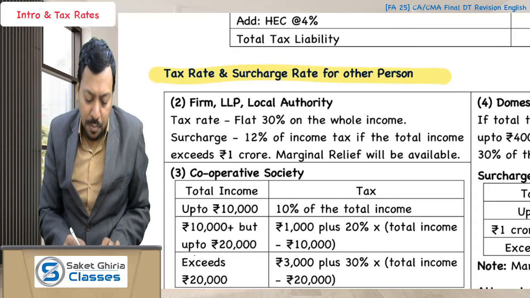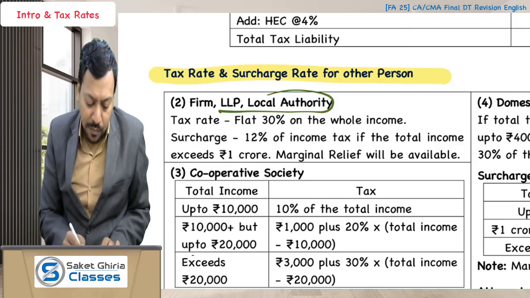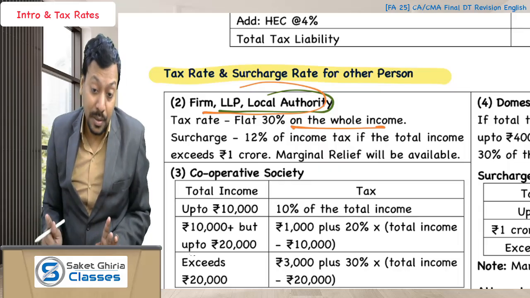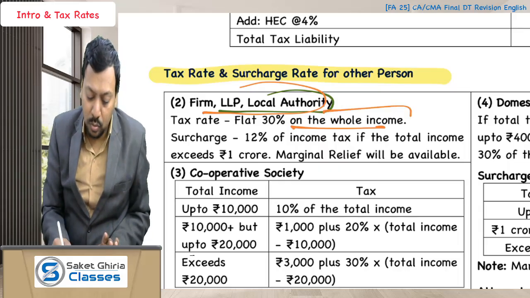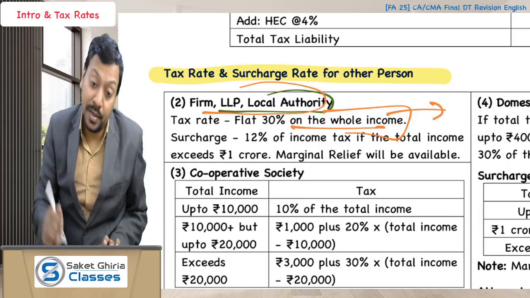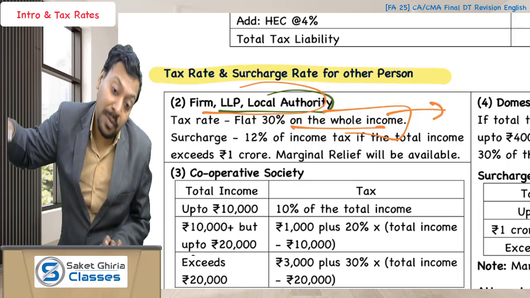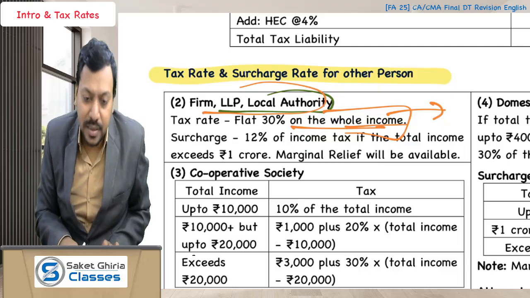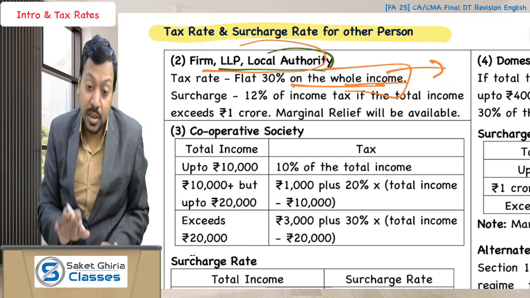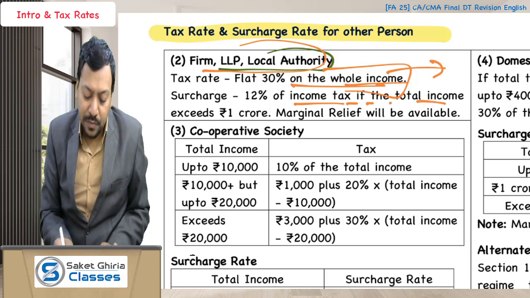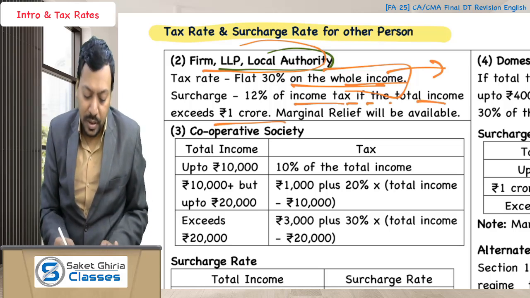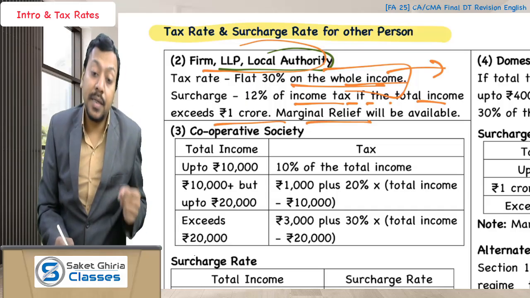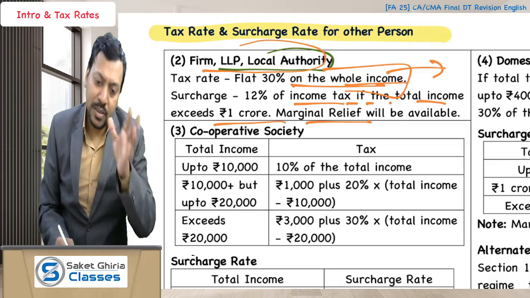If the assessee is a firm, LLP, or local authority, there is a flat 30% tax on the whole income. When I say whole income, it does not include income which is taxable at a special rate. Those special incomes will again be taxed at the special rates. So whole income basically means other than special income. Surcharge is 12% of the income tax if total income exceeds 1 crore, and yes, the marginal relief will be applicable as we have discussed.